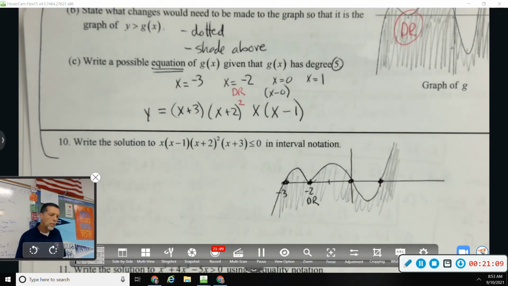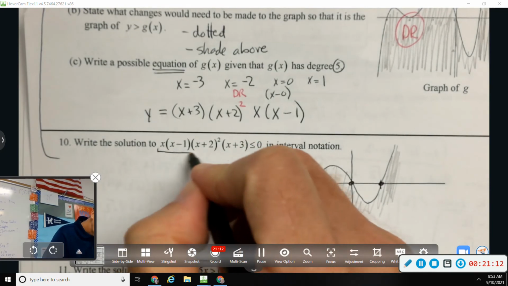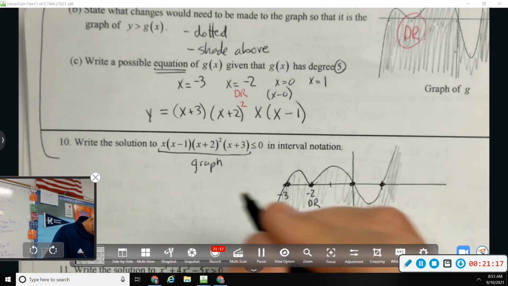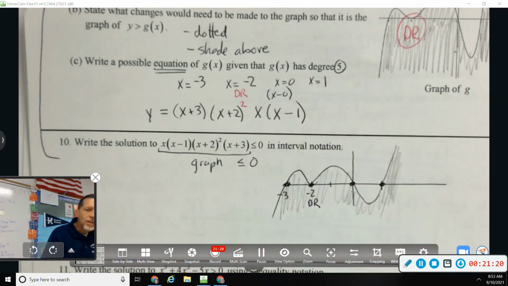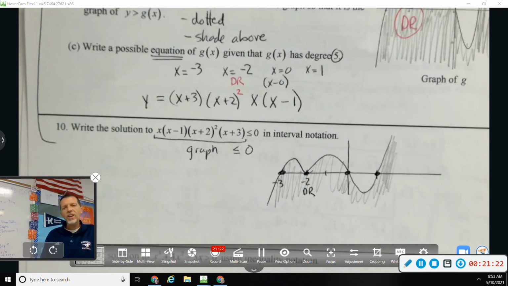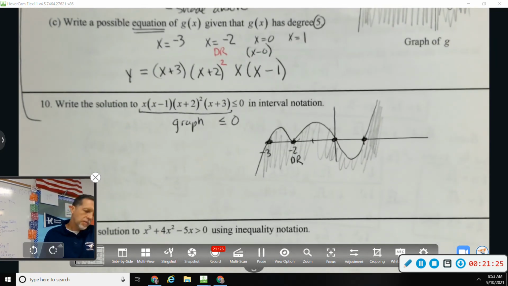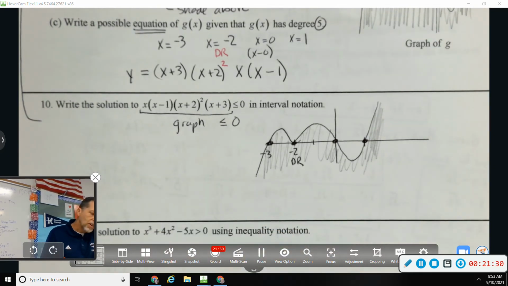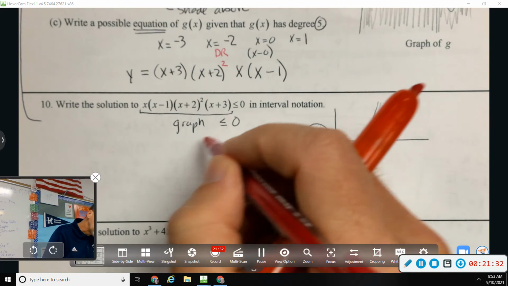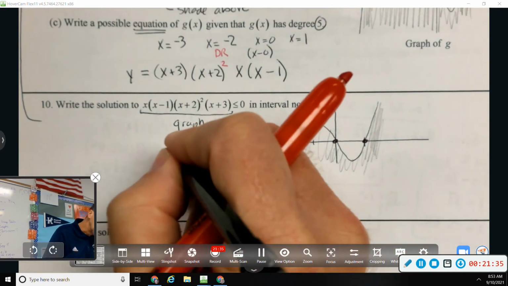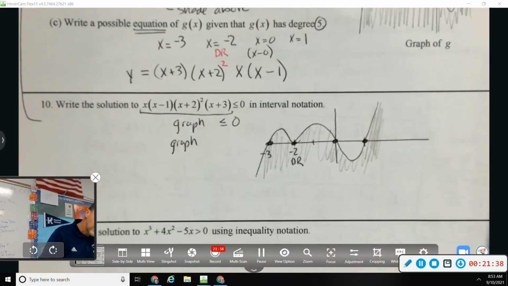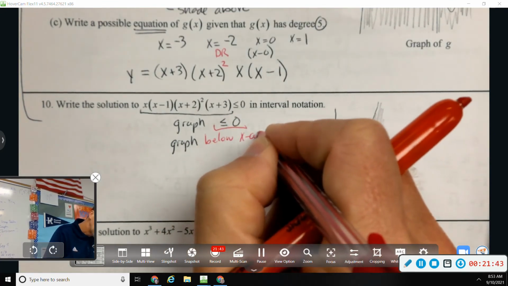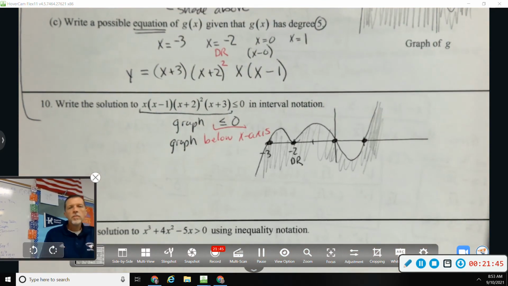We want to know where the graph is less than 0. So be careful about that shading. I think the shading may be misleading. My graph is less than 0, so another way to say that is, where is the graph below the axis? Where is my graph below the x-axis?